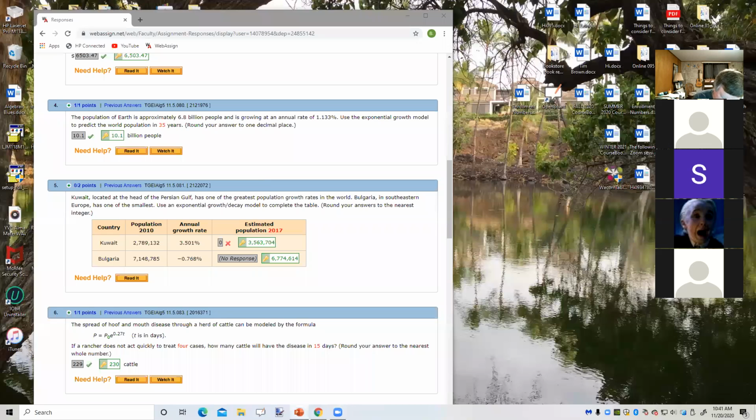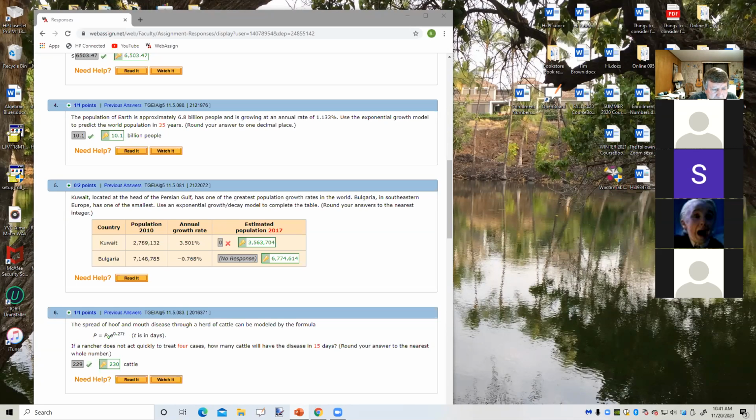So let's take a look at this problem. Number 5, from section 11.5, part 2. Kuwait, located at the head of the Persian Gulf, has one of the greatest population growth rates in the world. Bulgaria, in southeastern Europe, has one of the smallest. Use an exponential growth decay model to complete the table. What do we know about the exponential growth decay model? That formula A equals PE to the RT, because that's a continuous growth or decay.